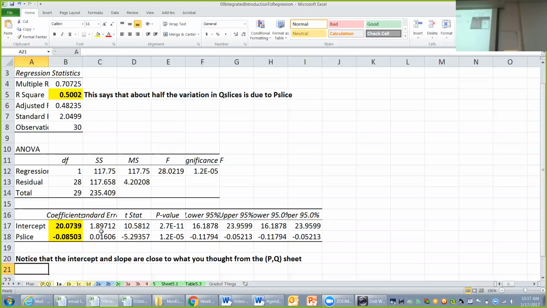Let me give you one little nudge. How about a 1 cent increase in the price of a slice will, let me complete that sentence. A 1 cent increase will lead, I like it so far, will lead to.